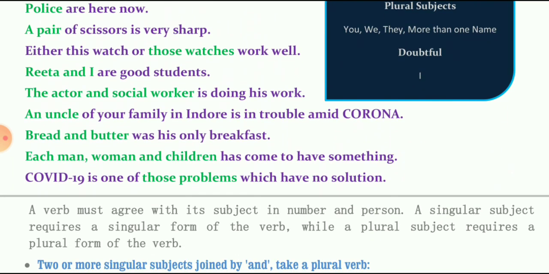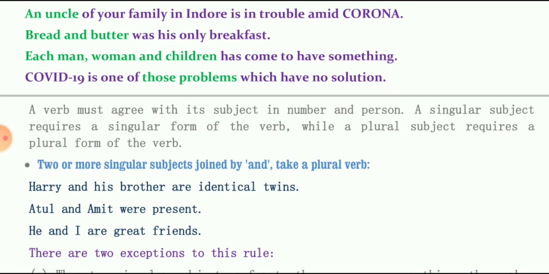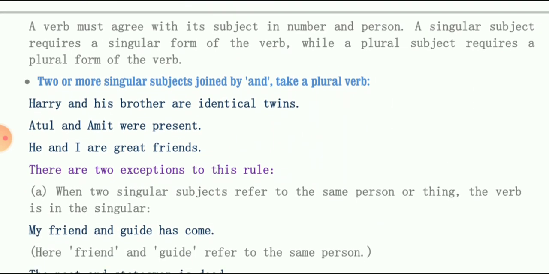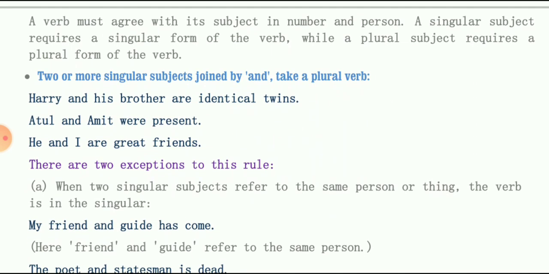So we should study this chapter because a verb must agree with its subject in number and person. A singular subject requires a singular form of the verb, while a plural subject requires a plural form of the verb. Two or more singular subjects joined by and take a plural verb.